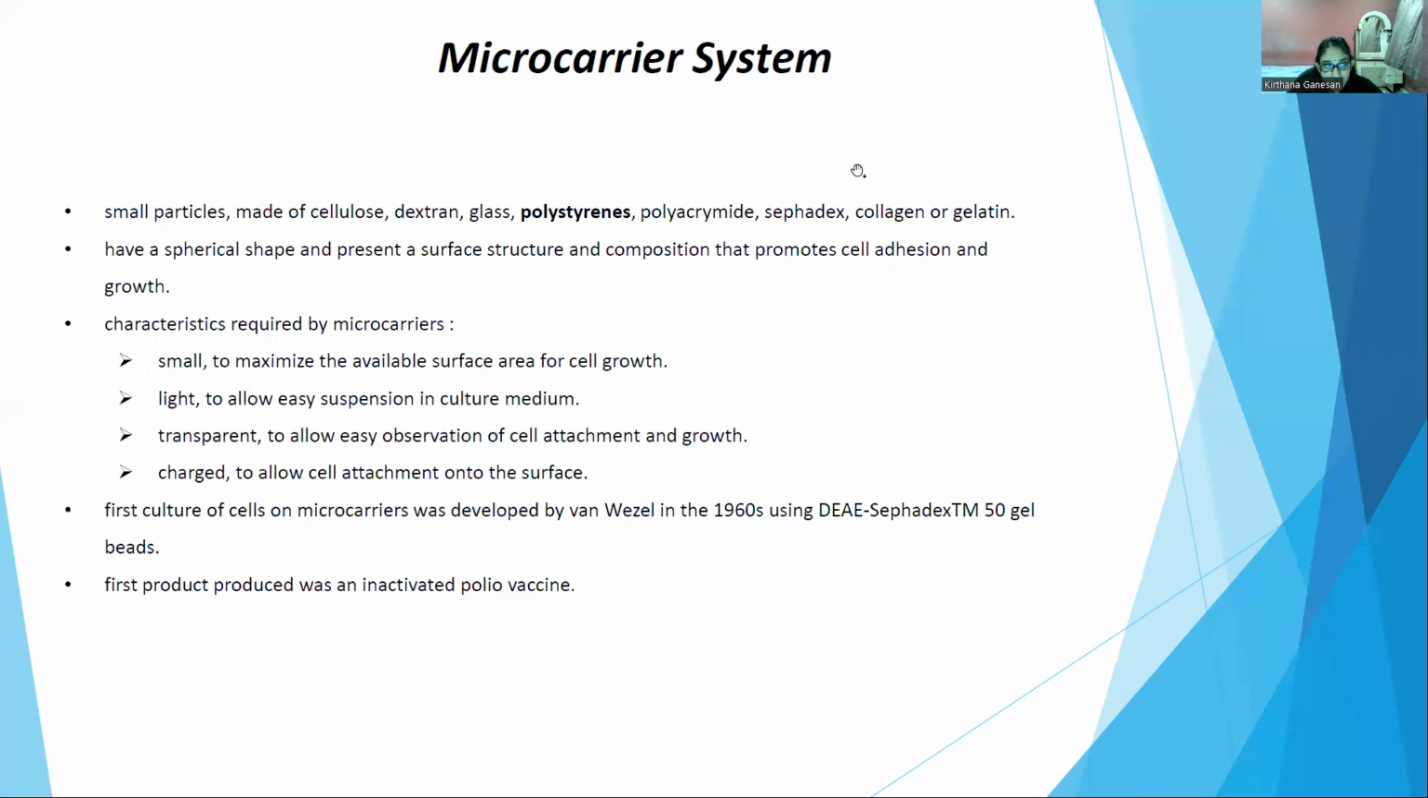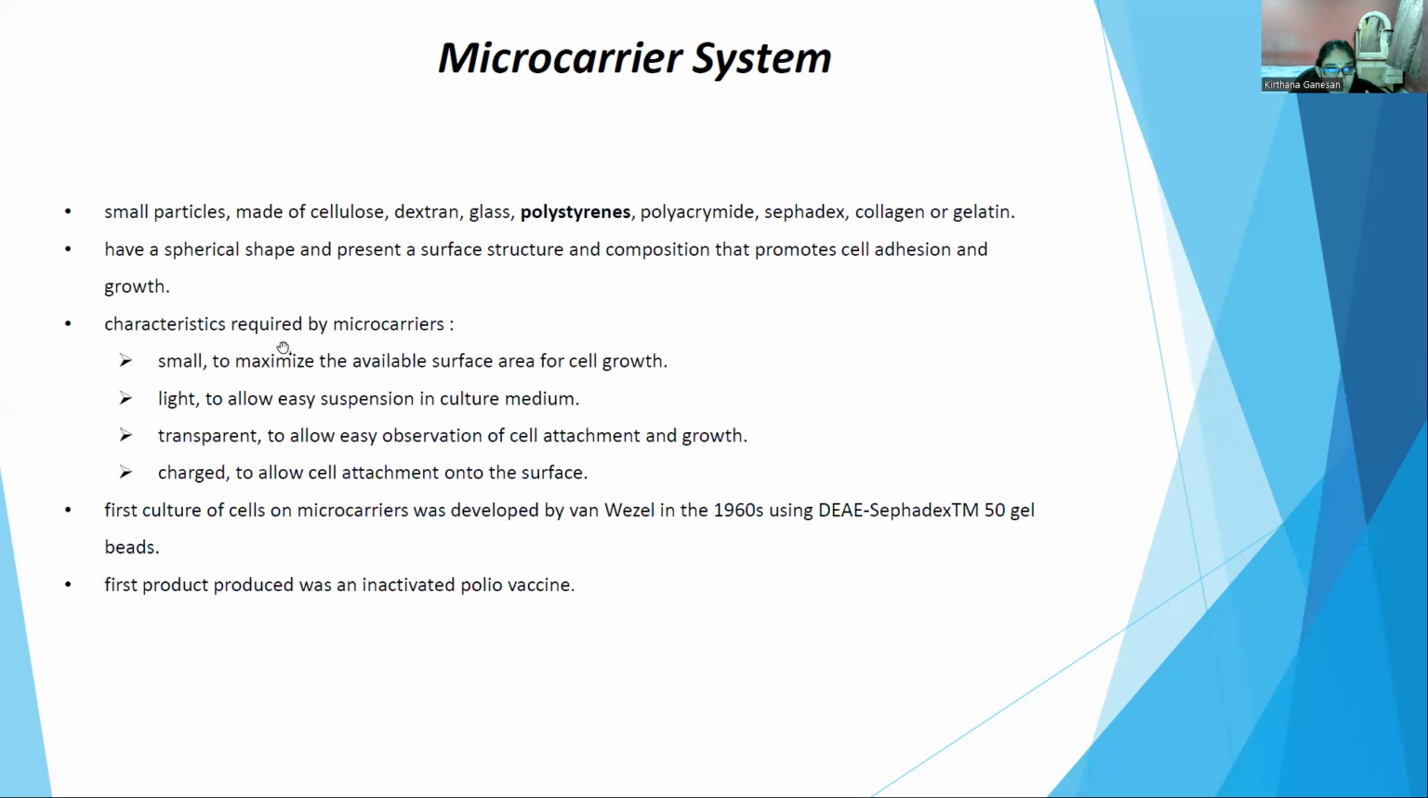Microcarrier system. So what are microcarriers? Microcarriers are small particles made of cellulose, dextran, glass, polystyrene, polyacrylamide, Sephadex, collagen, or gelatin. They have a spherical shape and present a surface structure and composition that promotes cell attachment and growth.